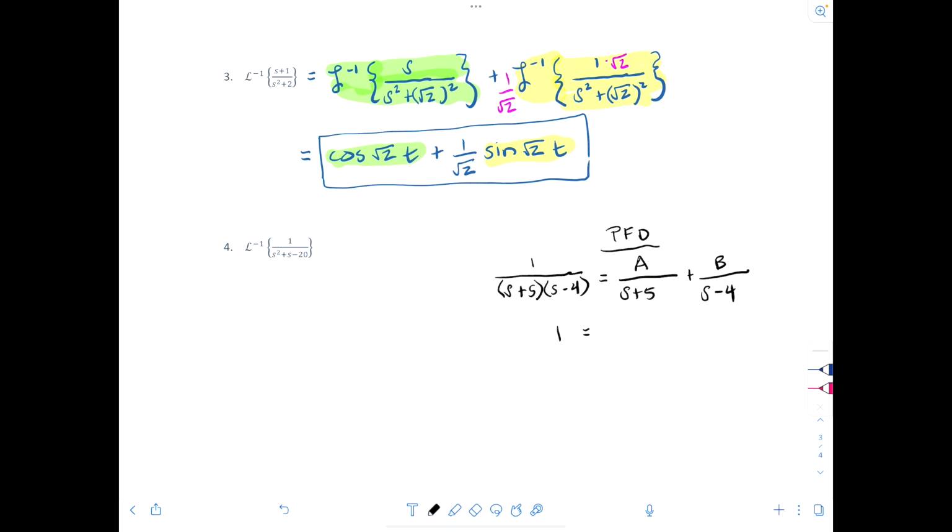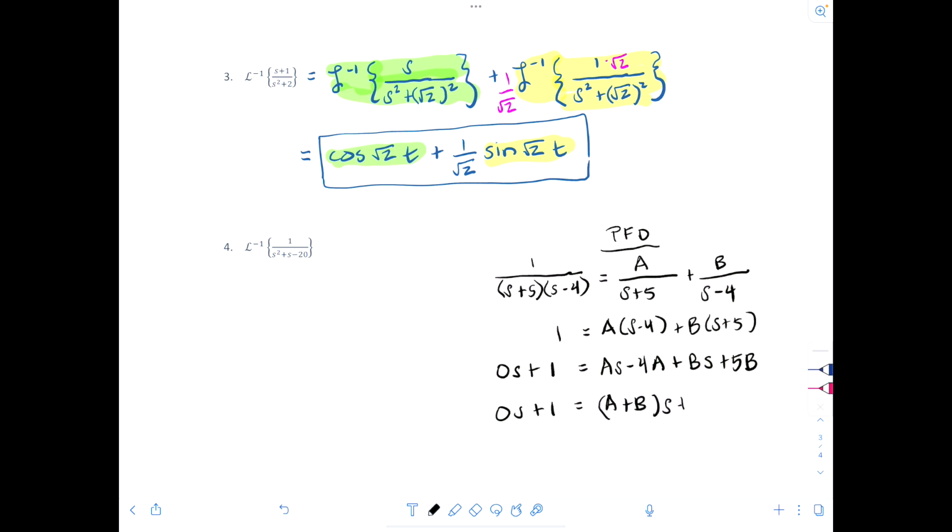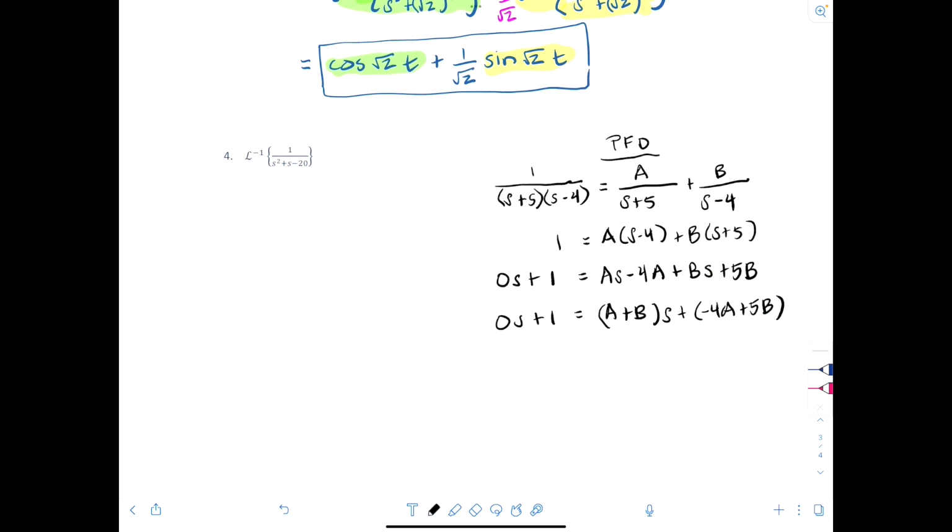So I just need to get common denominators. So I'll omit the denominators as I am getting a common denominator now. Now notice I have an s term, so I need to have a 0s plus 1. And then this will be a times s minus 4a plus b times s, bs, plus 5 times b. And this is where we're matching coefficients, so we'll end up with a plus b times s plus negative 4a plus 5b, and that would be equated to that constant term.